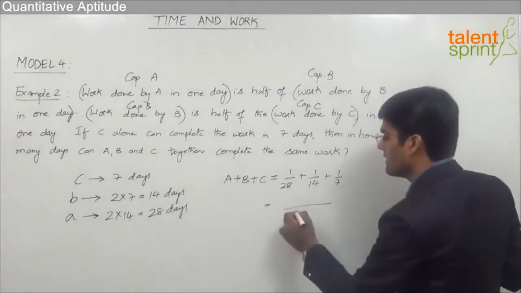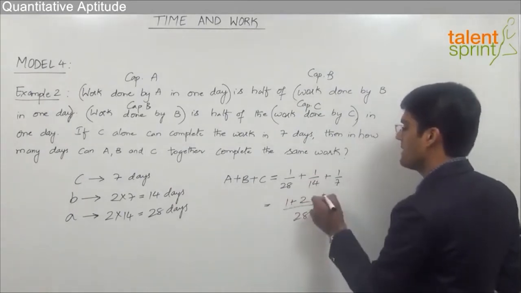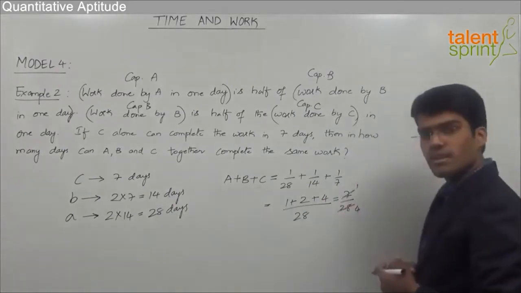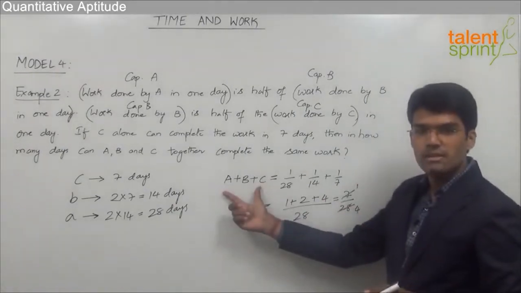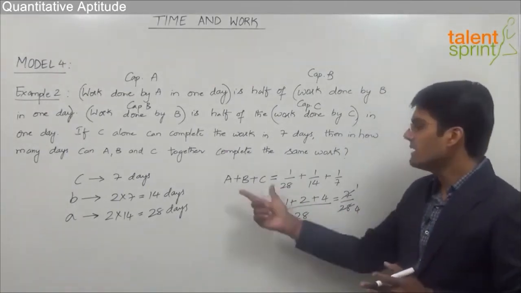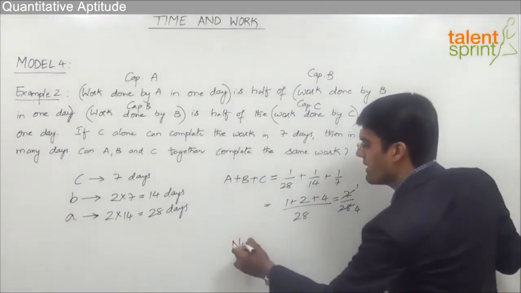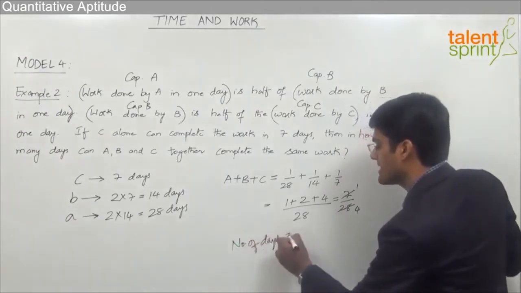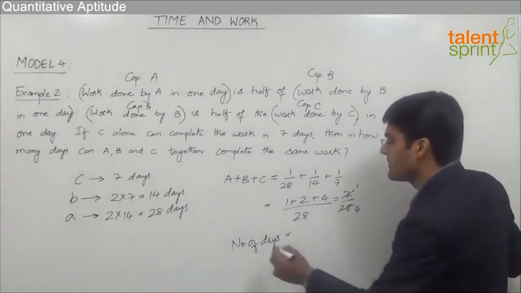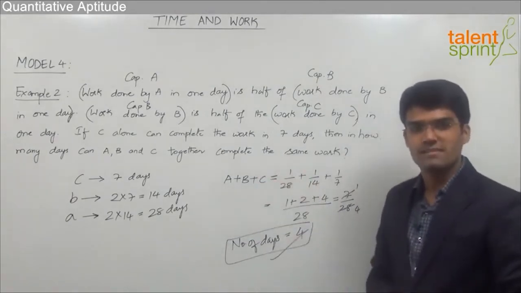So by simplifying this, we get 28 as the LCM. So 28 goes 1 times, 14 is 2 times, and 7 is 4 times, which is equal to 7 by 28 or 1 by 4. So very clearly the total capacity of all the 3 persons A, B and C working together is 1 by 4. That means in 1 day these 3 persons together can finish 1/4 of the work. So total number of days required should be equal to 4, as number of days is always the inverse of the total capacity or the total work done in 1 day. So number of days will be 4. So the answer for this question is 4 days.